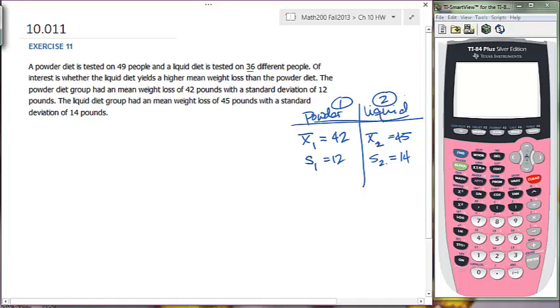Now the other important piece of information are the ends. So for our powder diet people, there's 49 of them, and for our liquid diet people, there's 36. Of interest is whether the liquid diet yields a higher mean than the powder diet. So let's write that out. Liquid diet has a higher mean than the powder.